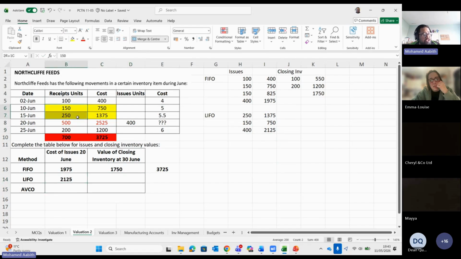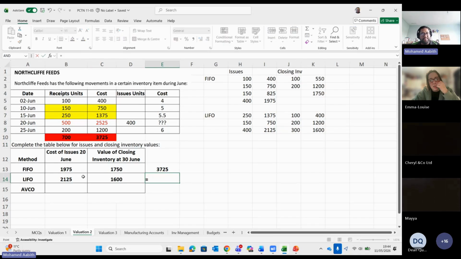What is left over at that time? Do we have anything of these two? No, they've both been depleted, but this stock is still there. 100, 400 pounds. And then also we have 200 at 1,200 pounds. So let's see these two numbers here. Altogether 300 stock left, and they were valued at 1,600. Now let's see that here. If I do a formula, this plus this, I'm getting the same 3,725. So we haven't lost any value there, which means we calculated everything absolutely perfectly. And the last one is the AVCO method.